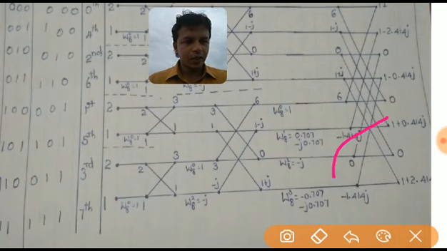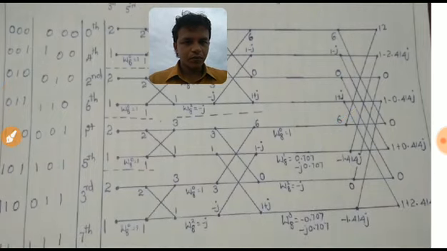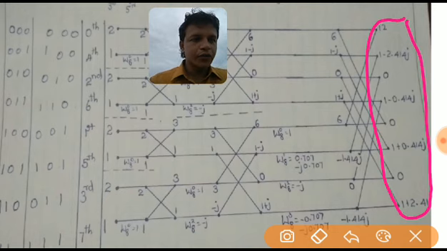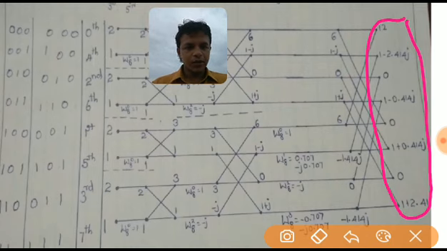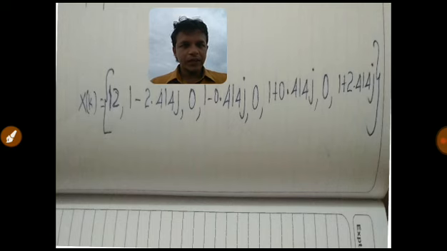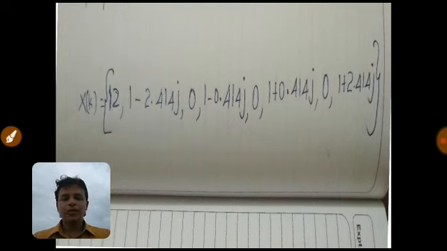And this is the result that we have got after doing all the mathematical calculations: 12, 1 minus 2.414j, 0, 1 minus 0.414j, 0, 1 plus 0.414j, 0, 1 plus 2.414j. So this is the final result that we have got. Now we have to arrange this sequence in order. And this is the final answer, X of k. So this is the final answer, FFT using DIT: 12, 1 minus 2.414j, 0, 1 minus 0.414j, 0, 1 plus 0.414j, 0, 1 plus 2.414j. So this is the final answer.